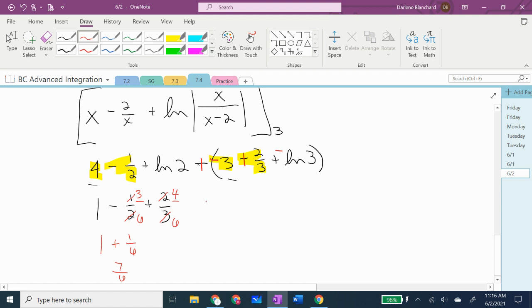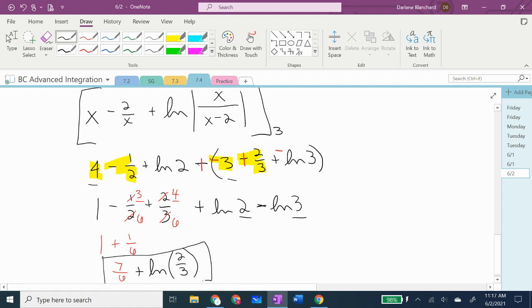Then with my logarithms, I have plus natural log 2 minus natural log 3. Log rules say when I'm subtracting, divide the insides. So I have plus the natural log of 2/3. And that is the final answer.